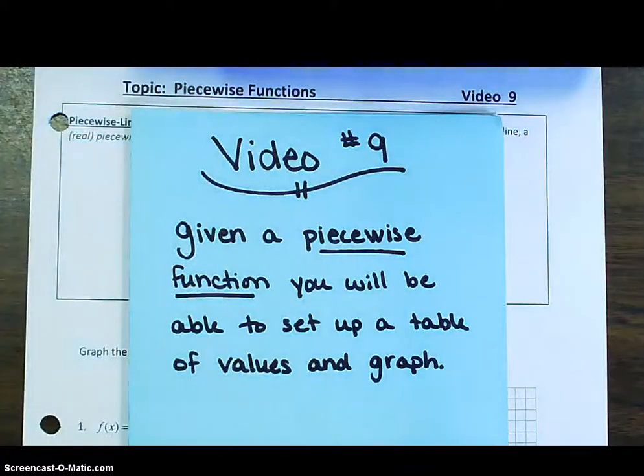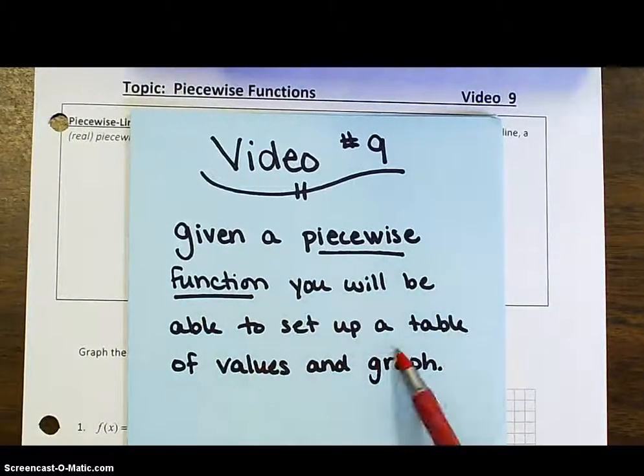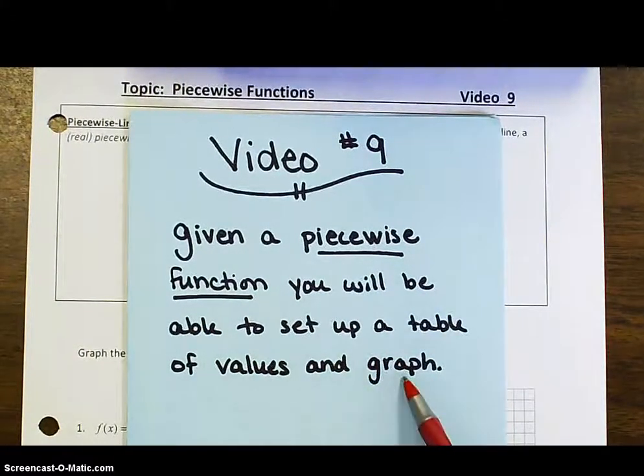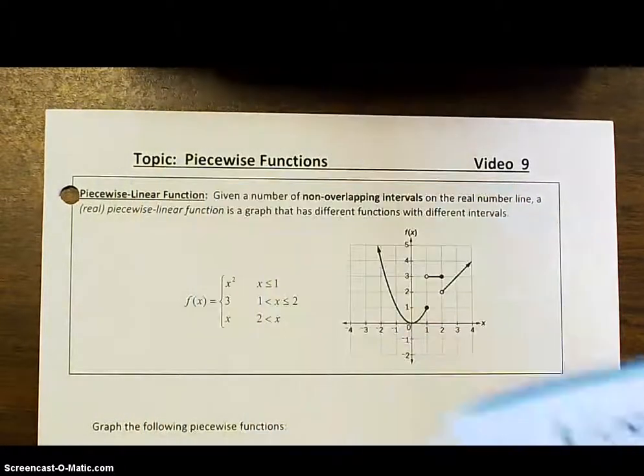Welcome back to video number 9. Our goal for today: given a piecewise function, you will be able to set up a table of values and graph. All right, ladies and gentlemen, today is all about piecewise functions.